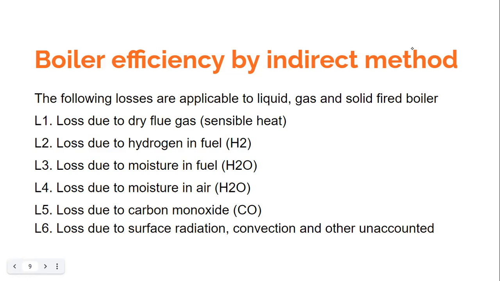What losses are applicable to liquid, gaseous and solid fuel? L1 is the loss due to the dry flue gas, which is the sensible heat loss calculated as mass of the flue gases into specific heat of the flue gases into the change in temperature, that is the flue gas temperature minus the ambient temperature. Then loss due to hydrogen in the fuel. We talked about this loss by saying that this hydrogen gets converted to water and this water is evaporated. Because of this evaporation, which requires certain energy, there is an overall loss in the boiler efficiency.